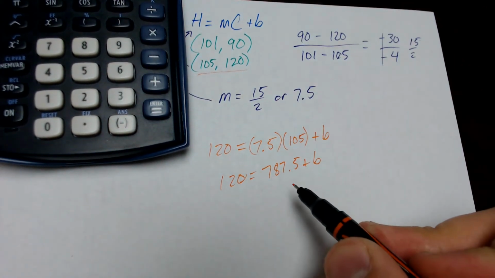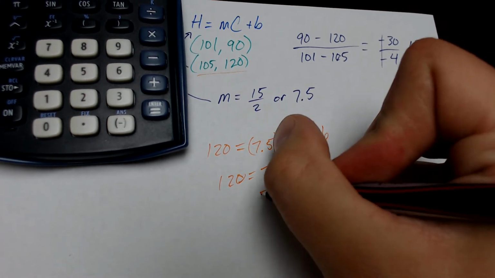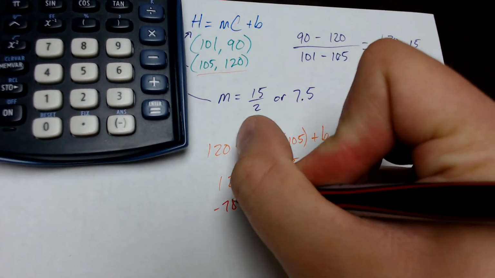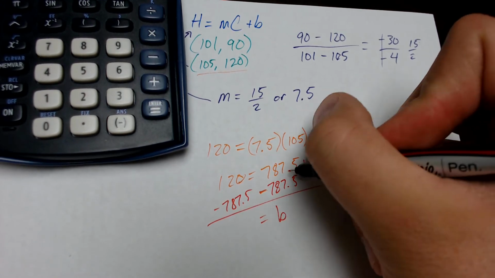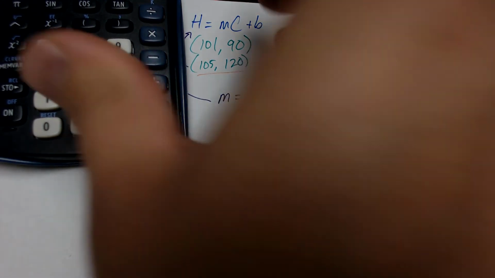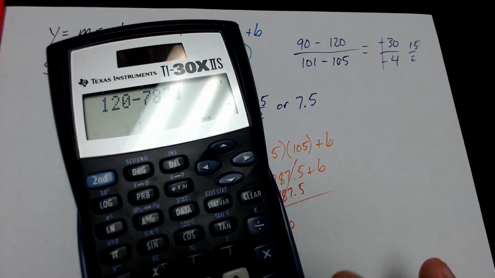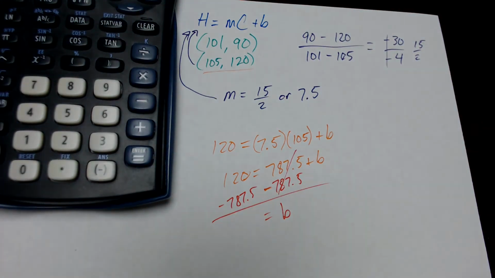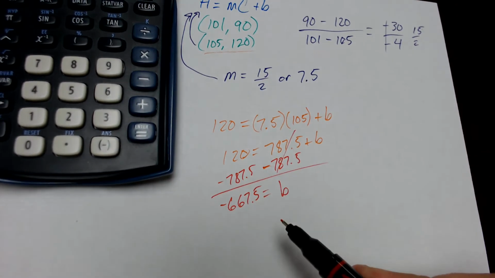Then to finish solving this, I just have to subtract that value from each side of the equation. So I'll subtract 787.5, and that's going to equal b, as that cancels. So I'll go back to my calculator, and I'll type in 120 minus 787.5, and I get negative 667.5. So that is what b is equal to.